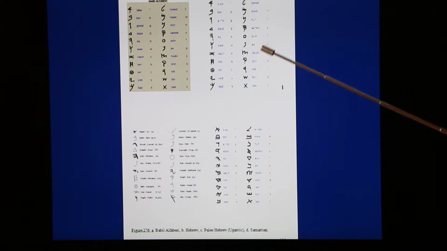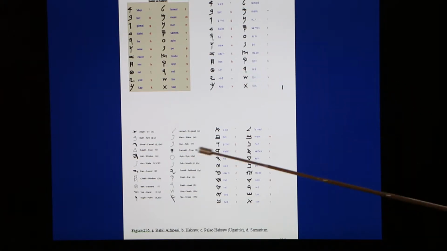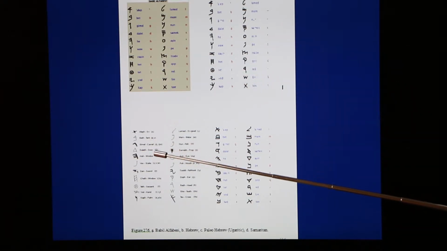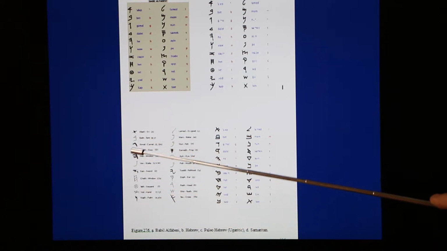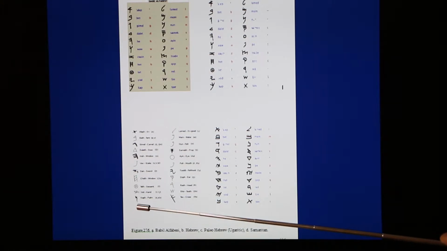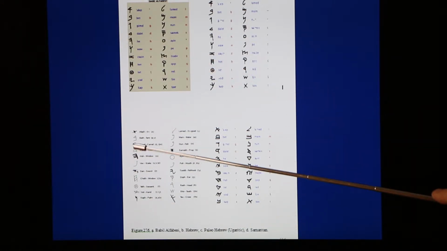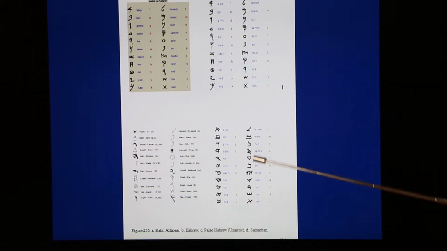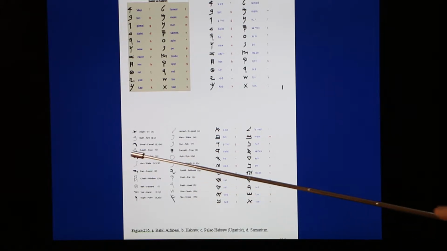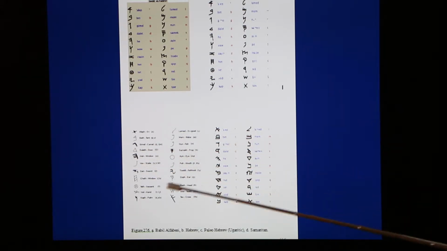Well, ladies and gentlemen, I think that there's not much doubt that this is not just connected, it's like a photocopy. This is Paleo-Hebrew or Ugaritic. Some of the signs are slightly different. This one is the same. The first one is different. The second one is the same, yes? And this is Samaritan. And again, the connection is undoubted.